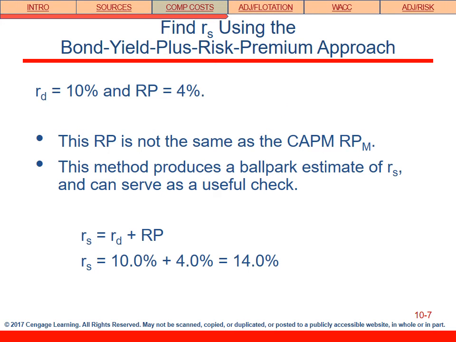Finally, the last method of finding the cost of retained earnings is the bond yield plus risk premium approach. So earlier, when we were finding the cost of the firm's debt, we said that its before tax cost of debt was 10%. To that, we're going to add this risk premium, which I talked about. It's going to range anywhere between 3 and 5% for this approach. Most of the time, we'll just use the midpoint between 3 and 5. That's 4. So, according to this approach, the cost of retained earnings is 14%.